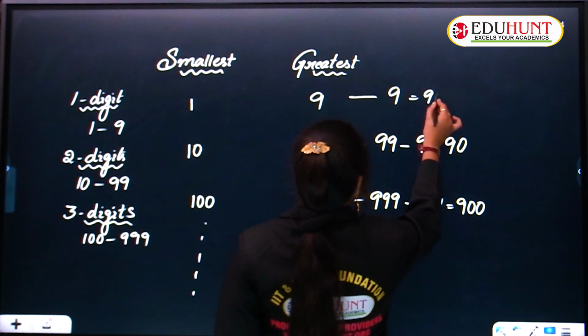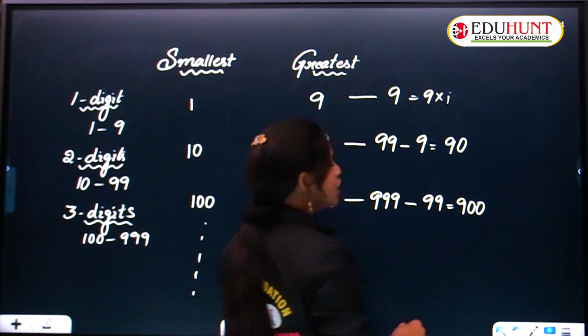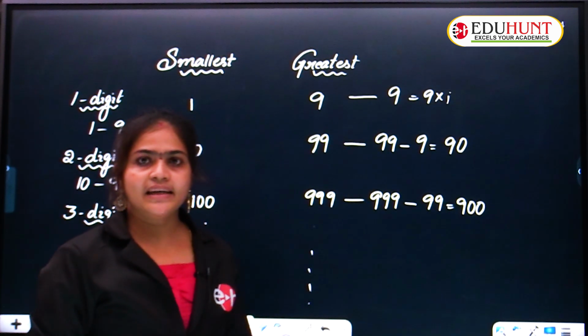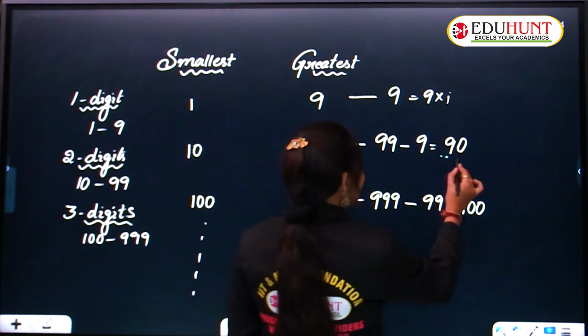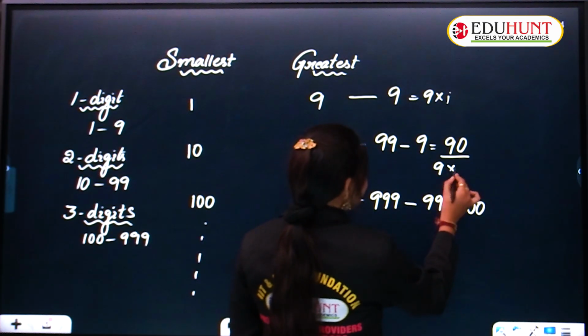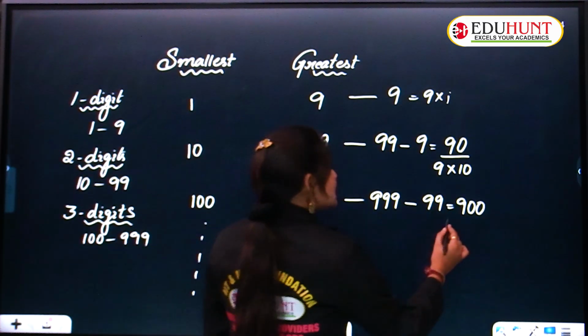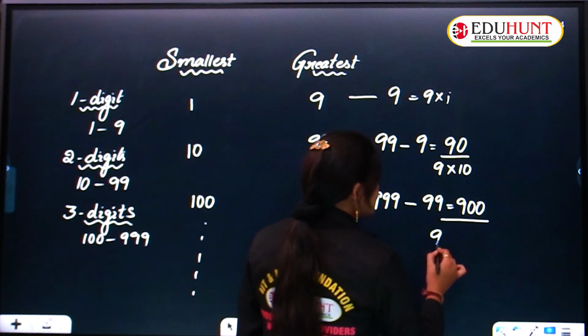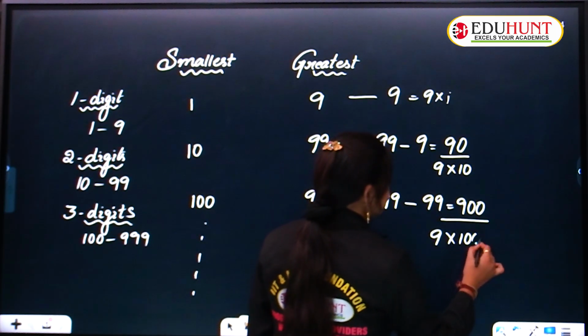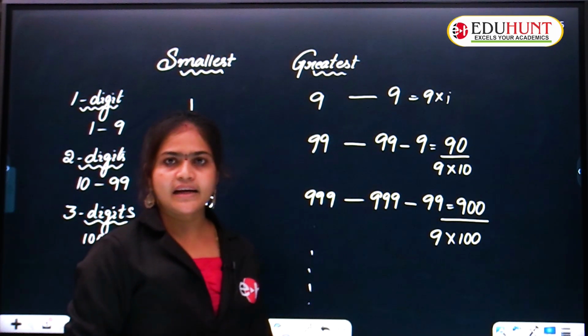9 we can write as 9 into 1. Shall we write like that? 9 into 1. And 90 we can write as 9 into 10. 9 tens are 90. And in the same way, 900 we can write as 9 into 100. Shall we write like this?